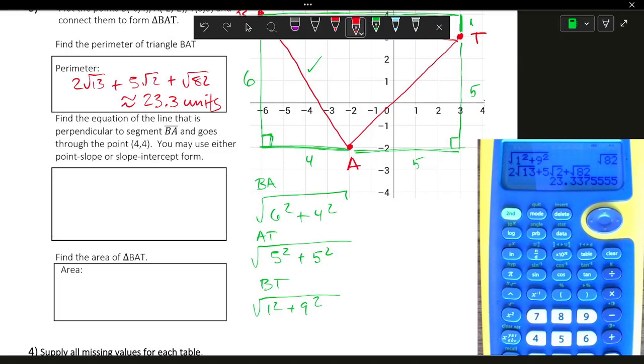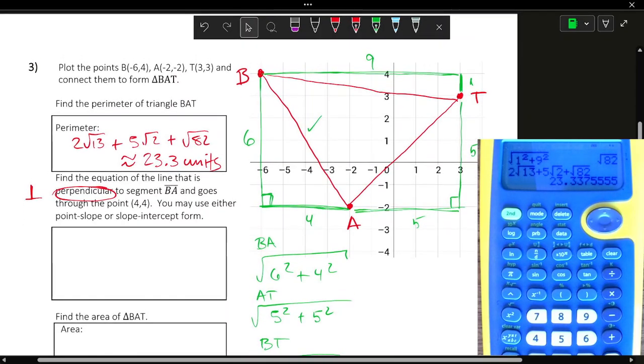Part 2 says, find the equation of a line that is perpendicular. Uh-oh. Let me circle that one I'm thinking about. Perpendicular means that if I have access to a slope, I'm going to want opposite reciprocal slopes, right? That's perpendicular to segment BA. Oh, okay, BA.